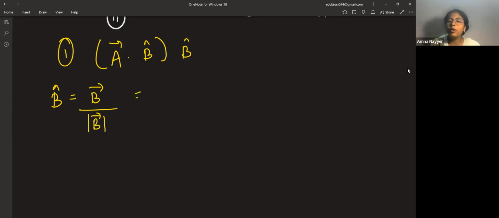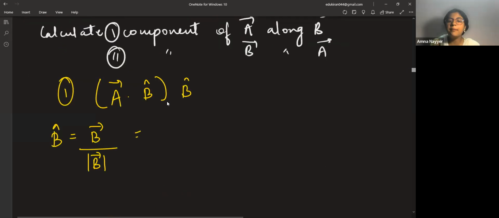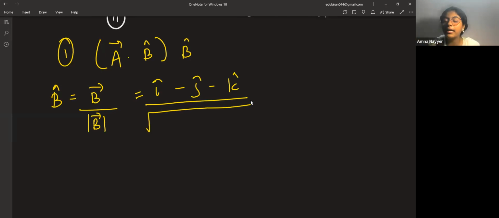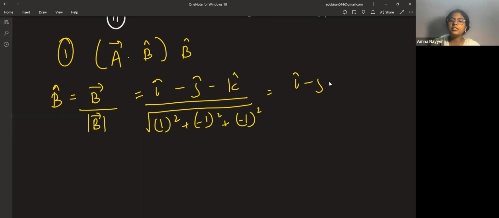What is the vector? What is B vector? I cap minus J cap minus K cap, divided by. What is the magnitude? How do you calculate the magnitude? Under root coefficient of I square, then coefficient of J square, then coefficient of K cap square. So we are left with I cap minus J cap minus K cap divided by root 3. This is B vector, B cap.